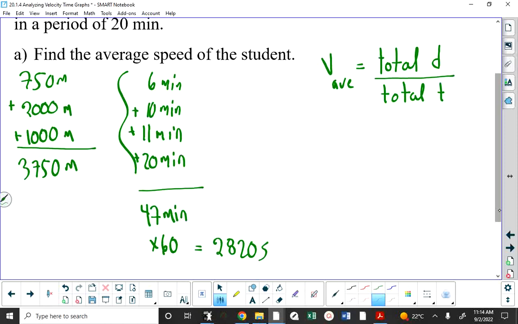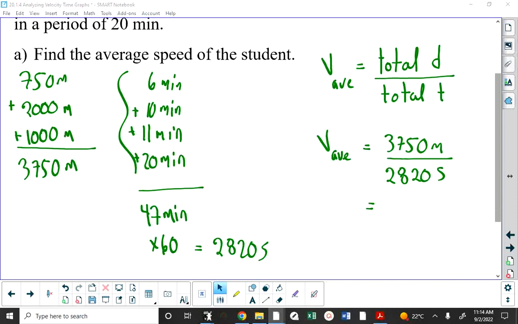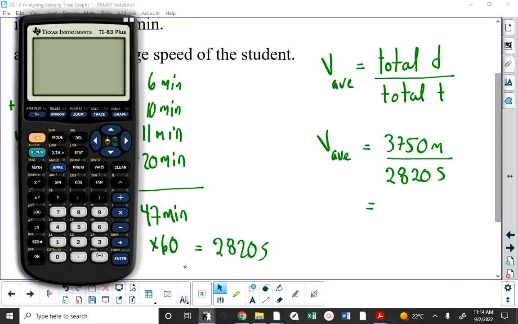You'll notice here I don't really care about the units. You're really multiplying by 60 seconds per minute, but who cares? Some of these things you're taught in Science 10 are just not important. So according to what I've told you, the average speed will be equal to 3,750 meters divided by 2,820 seconds. We're finding a speed here, so speed is a scalar, direction is not important.